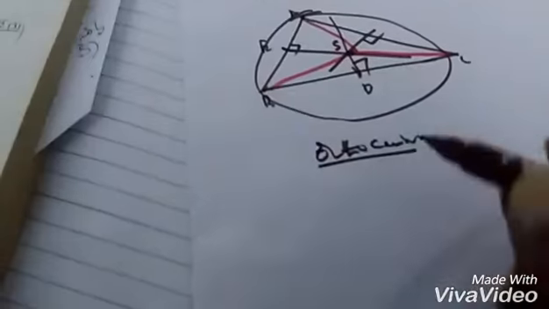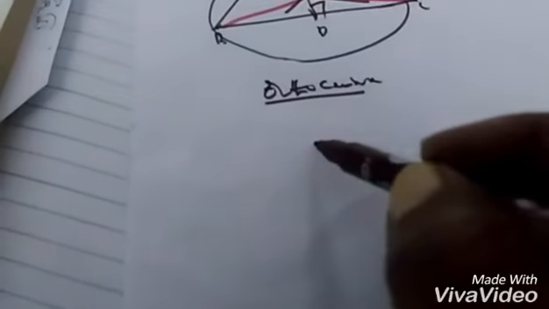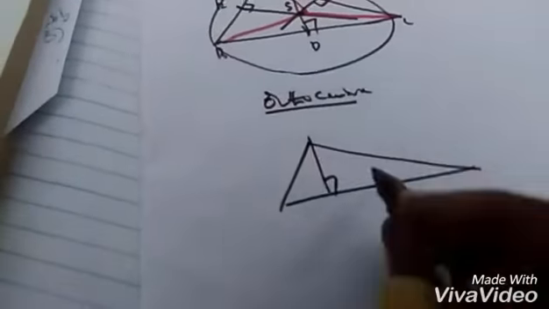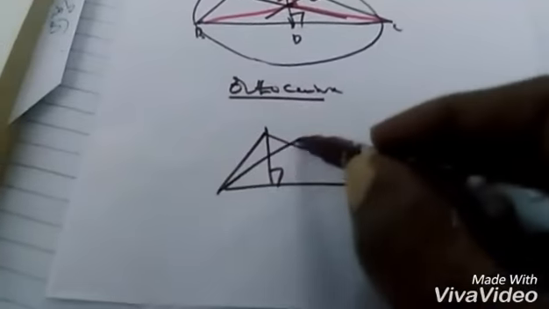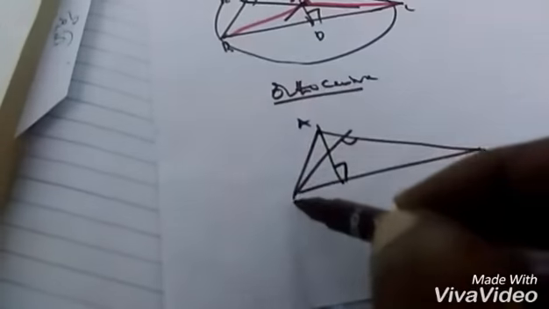What is orthocentre? Orthocentre is the point of intersection of altitudes of a triangle. If I draw a triangle like this, what is its altitude? This is the altitude. And from this side, this would be the altitude. Altitude means it passes through the opposite vertex and is straight perpendicular. It may not be the midpoint.